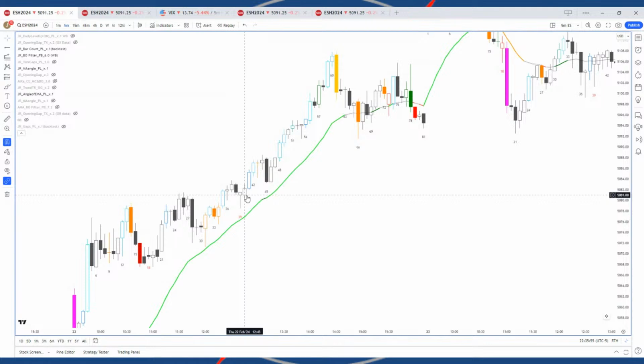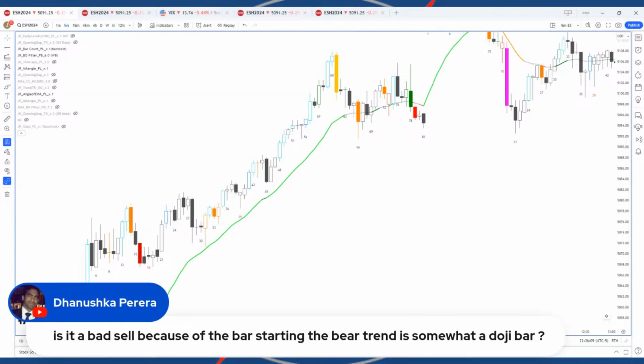But if both of those are in place, then you can relatively quickly begin to deploy the right systems and properly manage your trades. So before we leave for the day, it's a bad sell because the bar starting the bear trend is somewhat a doji.